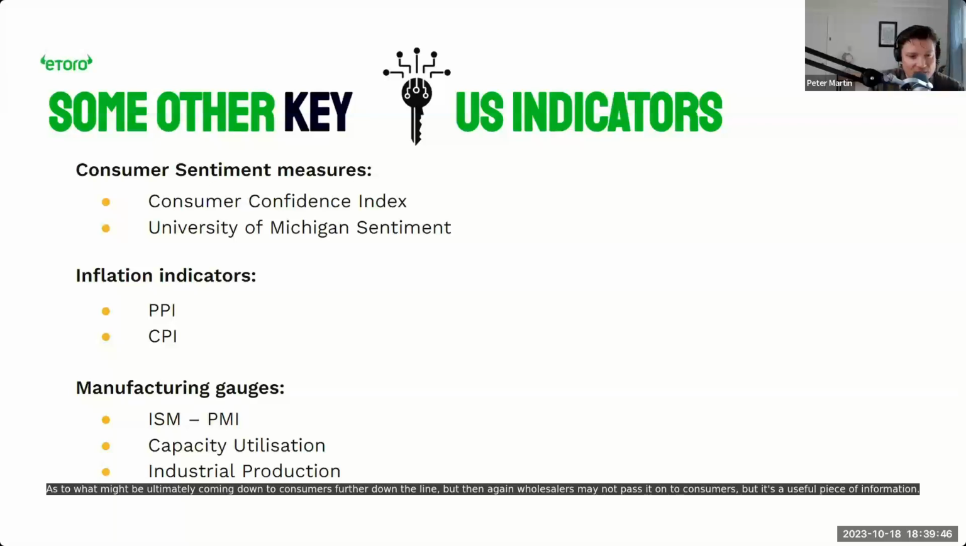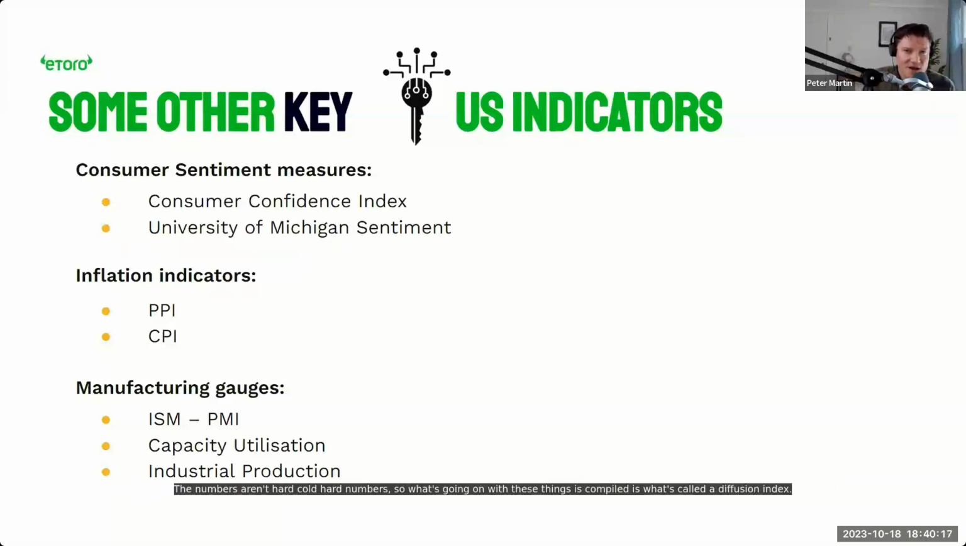And then at the bottom, we've got some manufacturing gauges, the ISM PMI. This is the Institute for Supply Management, and the PMI is the Purchasing Managers Index. They actually survey purchasing managers at manufacturing companies. These are people who are doing the actual buying, so they're really useful eyes on the ground as to what's going on.